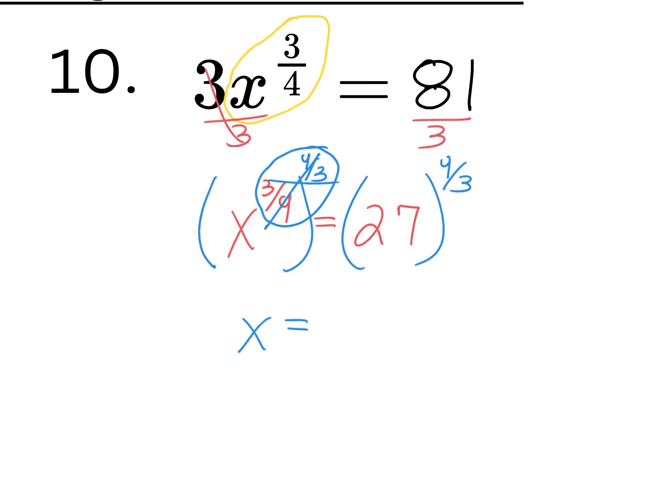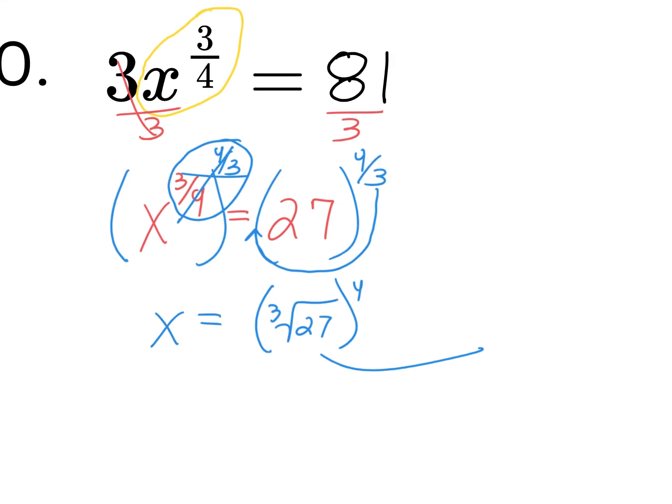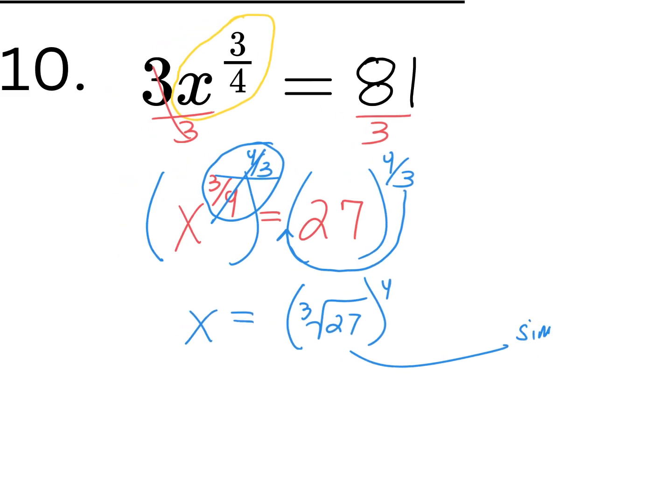Now we're going to write this as a radical. The first thing I'm going to do is remind myself that that 3 comes here. So what does that become? The cube root of what? 27 to the 4th power. What you need to do, guys, in this case, you need always to simplify the root first.